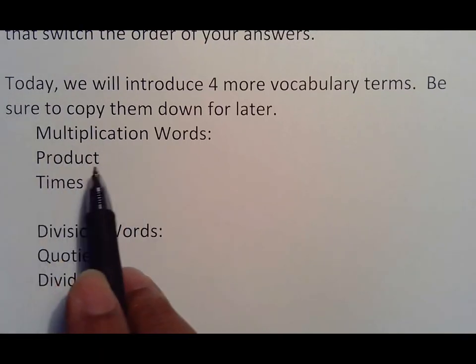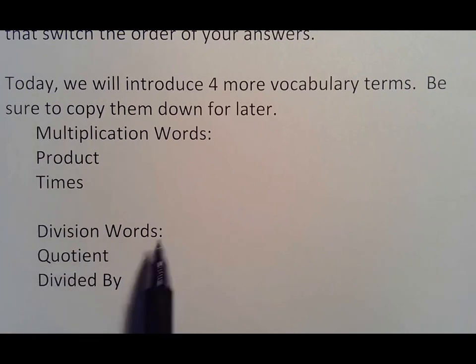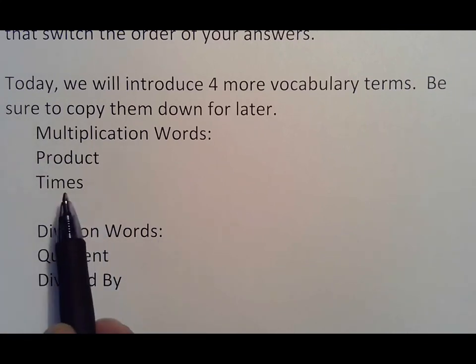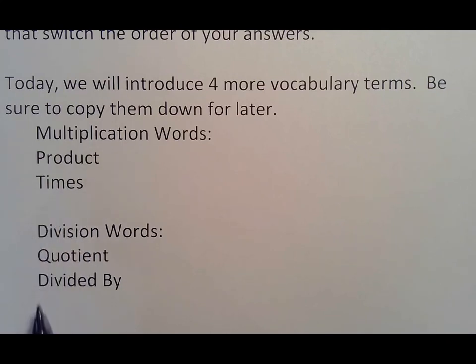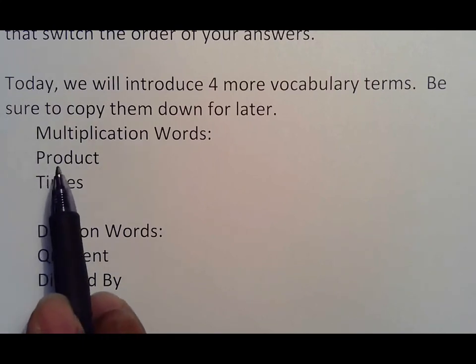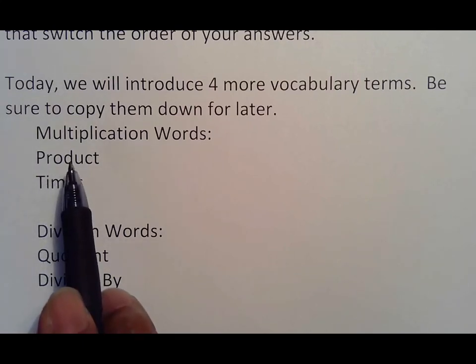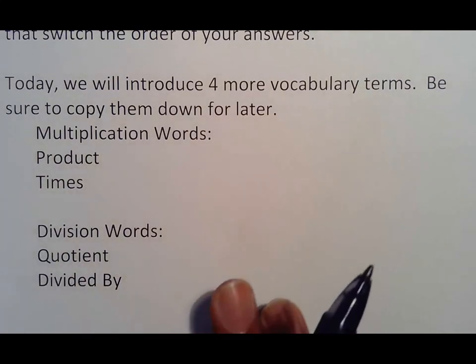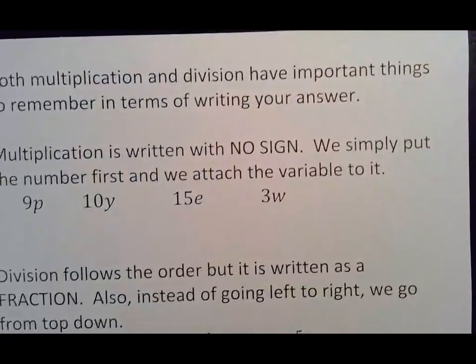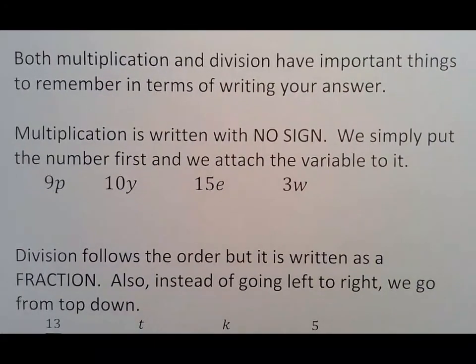Multiplication words are product and times. Division words are quotient and divided by. The good news, again, is you've said times before, 3 times 6, 7 times 8. We know this word. We've said divided by 4. We understand what that means. You just have to make sure you pay attention to which one means product and which one means quotient. So pretty much overall, there's only really 4 words you had to memorize in this chapter so far: sum, difference, product, and quotient.